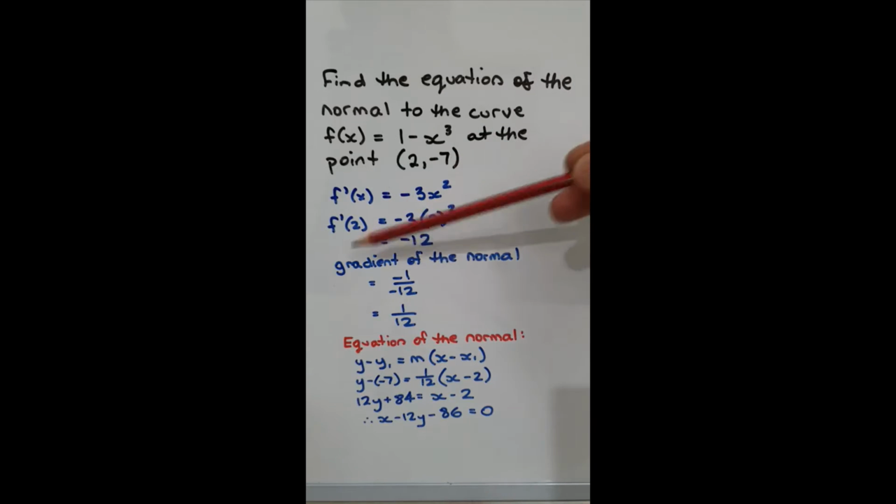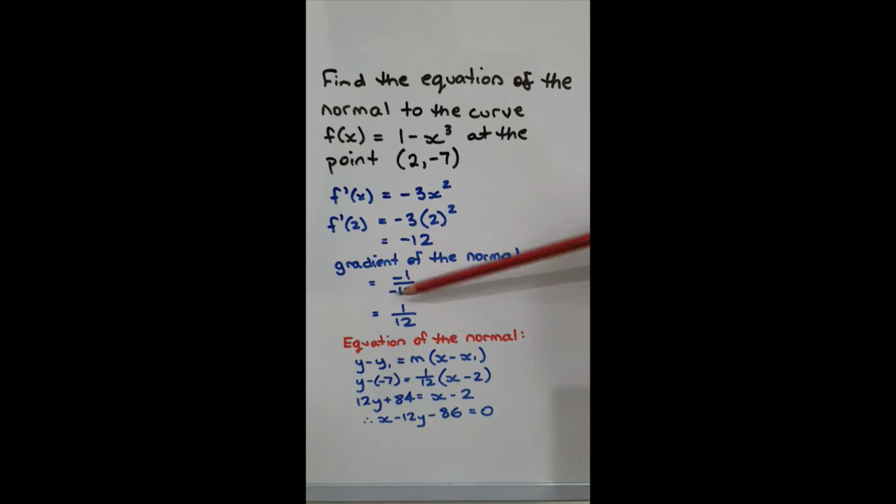Our next step is to find the gradient of the normal. So that's the negative reciprocal of the gradient of the tangent. So that's -1 over -12, which is equal to 1 over 12. Our final step is to find the equation of the normal by applying the point gradient formula. So y minus -7 is equal to 1 on 12 outside of (x minus 2). And simplifying the algebra and presenting the equation in general form, we have x minus 12y minus 86 equals 0 as the equation of the normal.